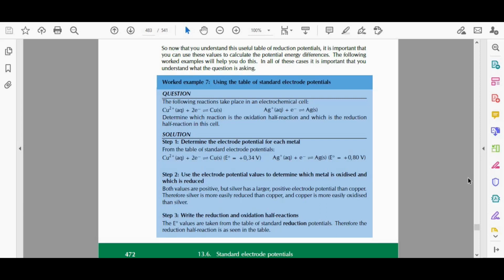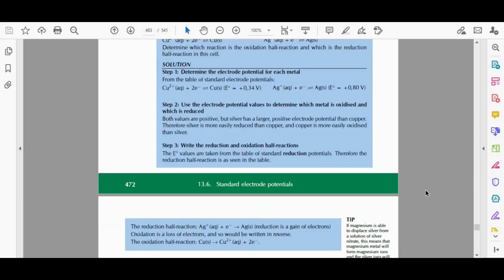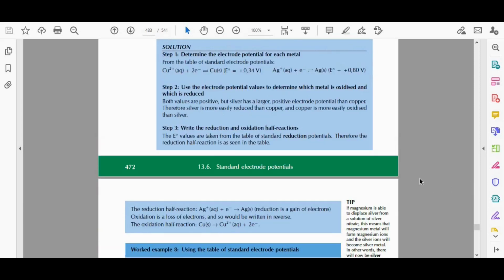Moving on. Step 3, write the reduction and oxidation half reactions. Now we know which substance is being reduced and which is being oxidized. We can go ahead and write them correctly. The reduction half reaction we keep the same as we were given it. So Ag plus 1 electron, or e to the minus, gives us Ag in the solid phase.